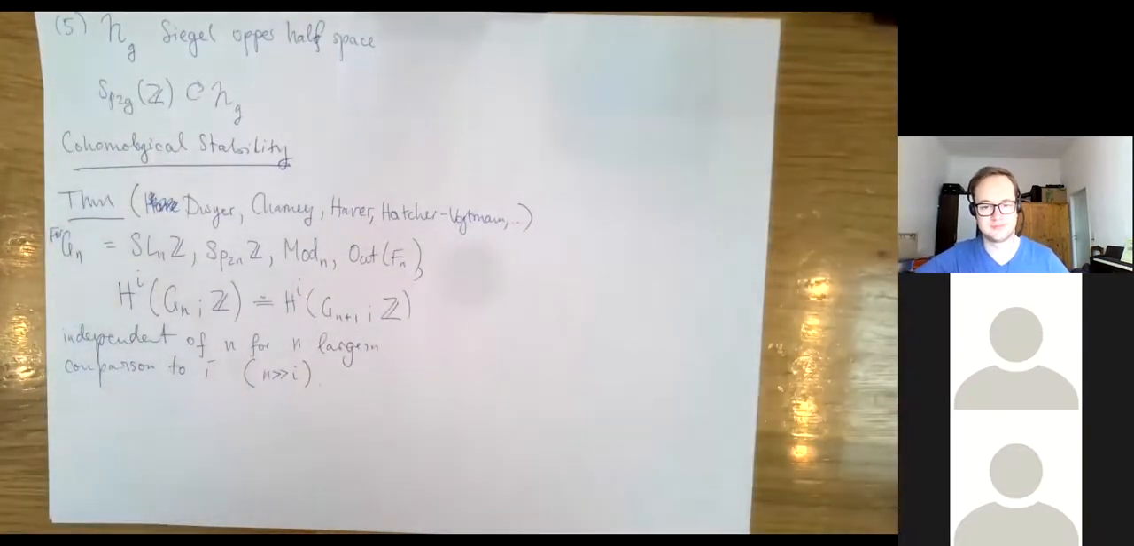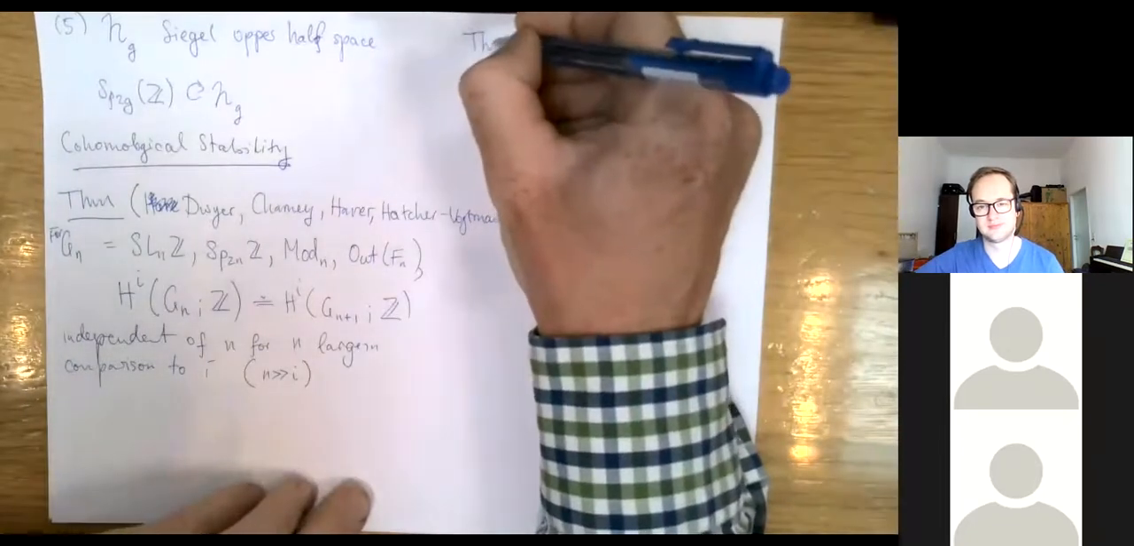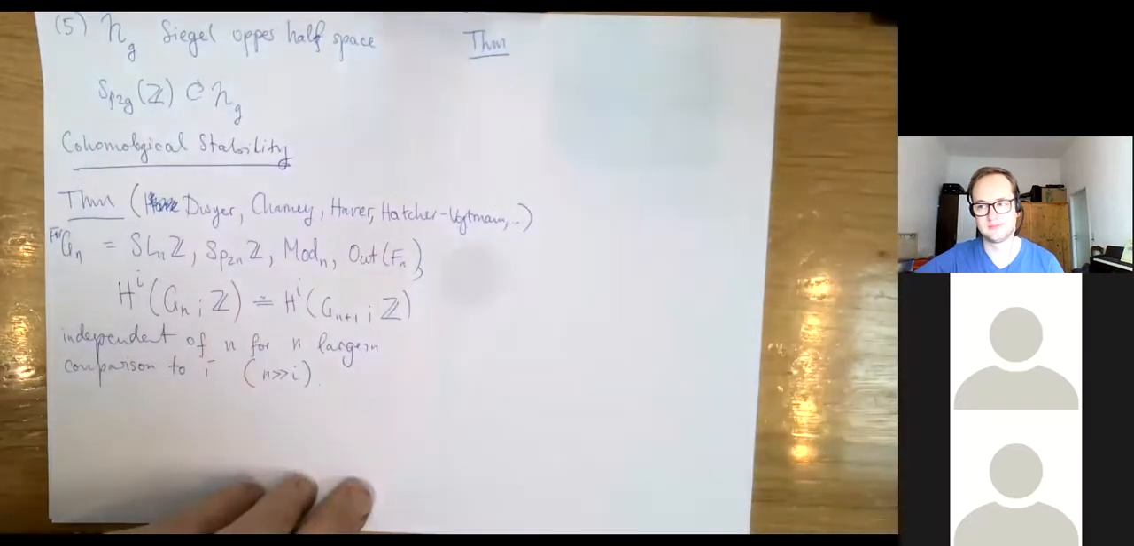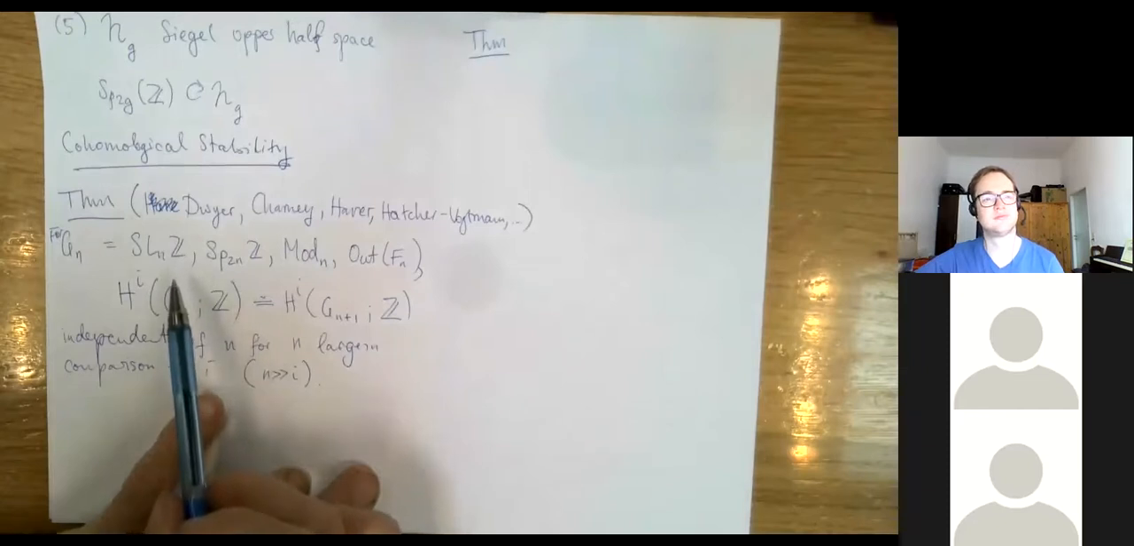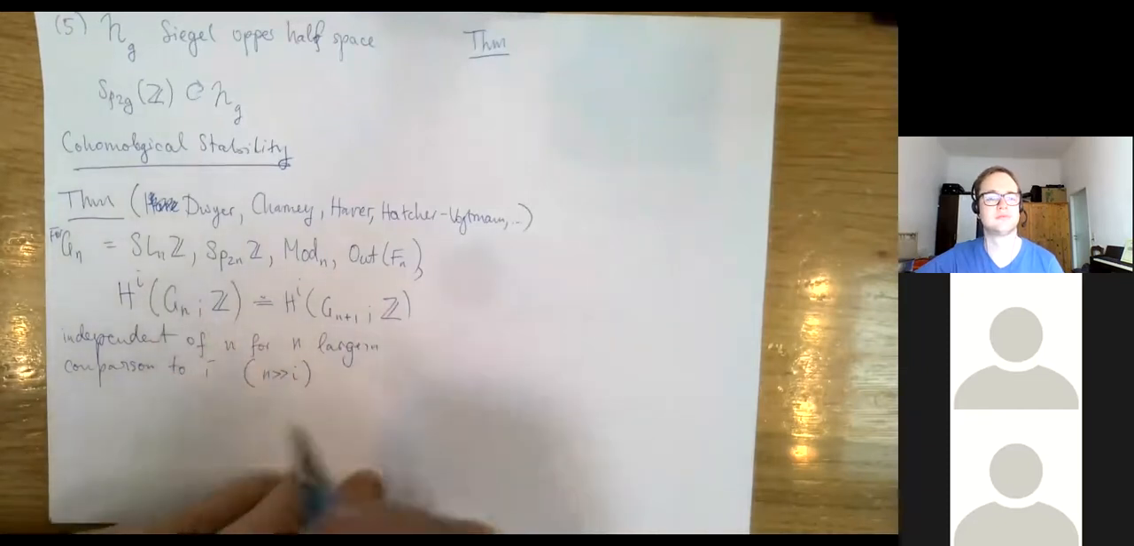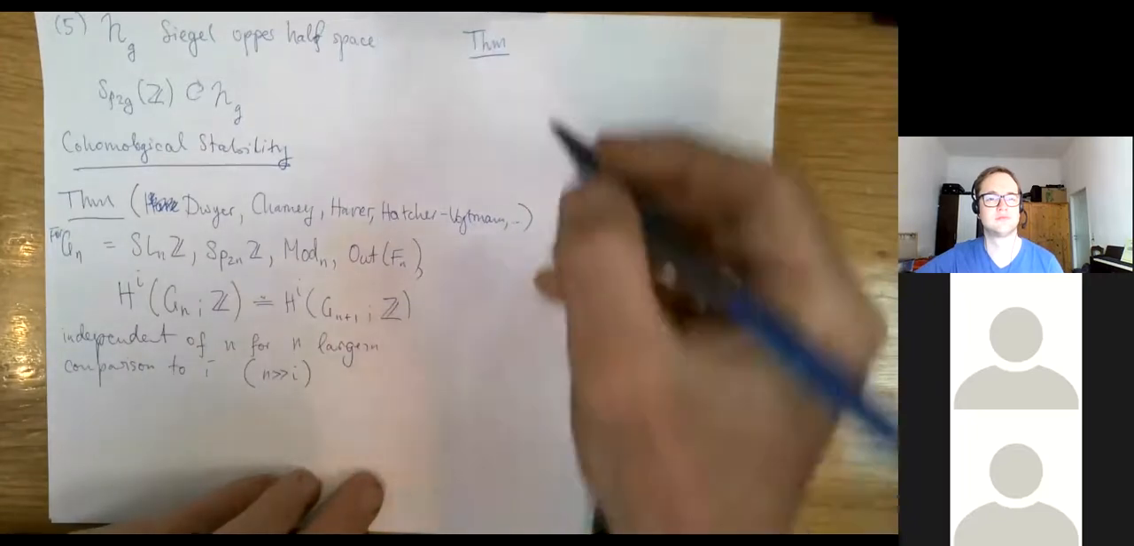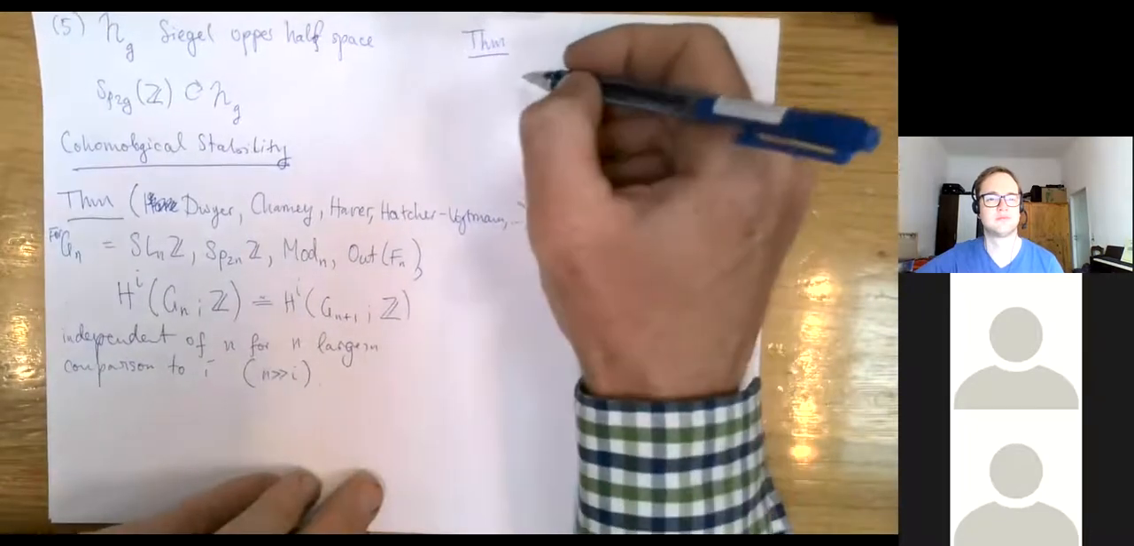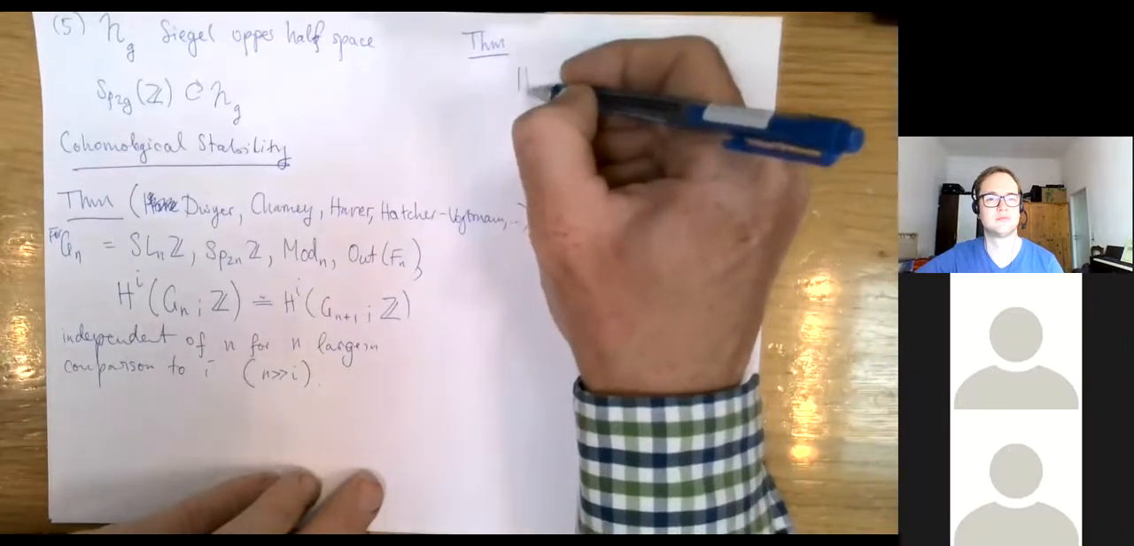And even more is true. You don't just know that they're equal. You even know what this group is. Maybe not with integer coefficients, that might be a bit more complicated, but let's say with rational coefficients.